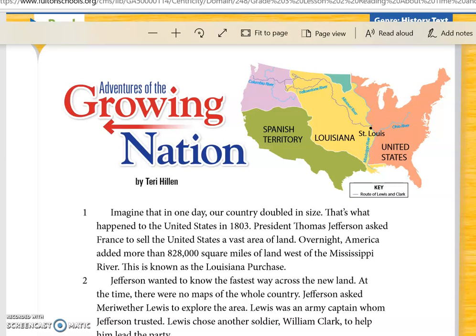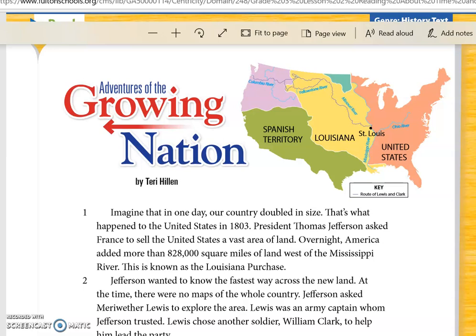Let's first look at the map at the top and the key directly underneath it. Did you know that when you look at a map, you're reading a map? For instance, the labels on the map tell the place you are studying, and the key at the bottom of the map tells the route that Lewis and Clark took to go on their exploration.